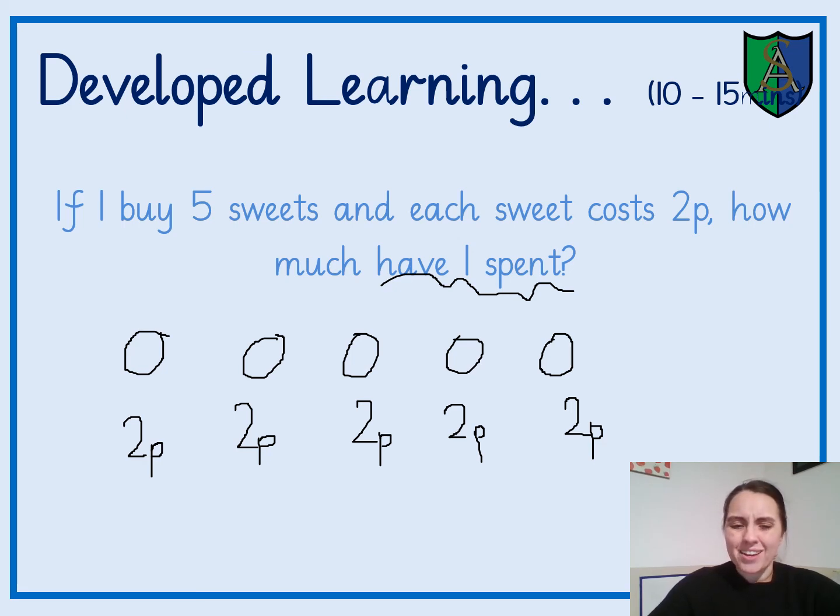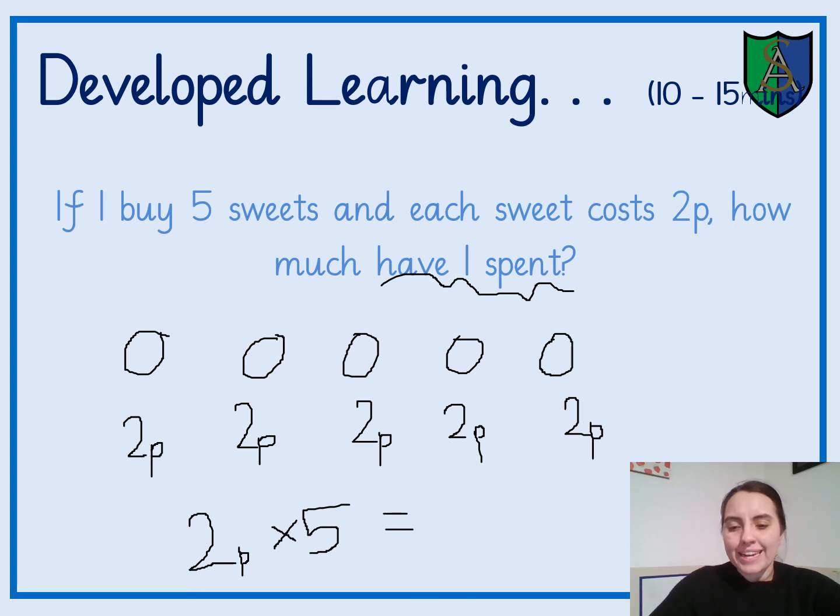But it's easier to do 2 times something. What am I timesing it by? 2p times something. What am I timesing it by? Well done if you said 5, because that's the amount of sweets. Excellent. But I'm not going to put 5p because it's not pence that I'm spending it on. I'm not spending 2p on 5p, am I? I'm spending 2p on 5 sweeties. So I'm doing 2 times 5.